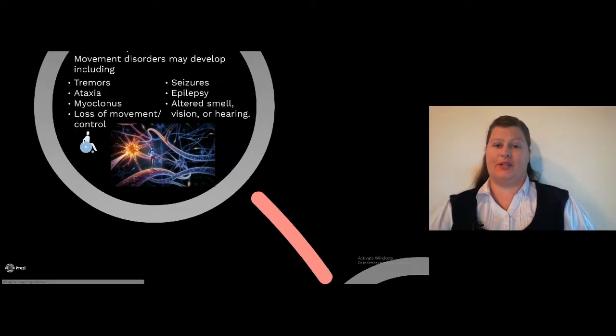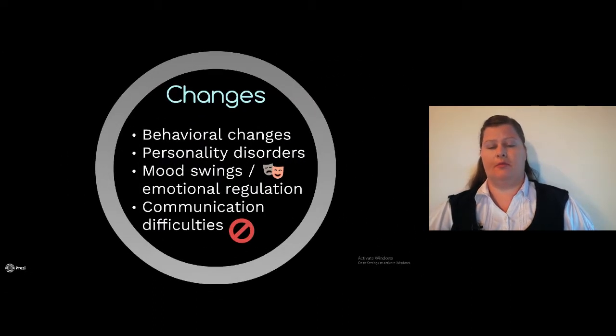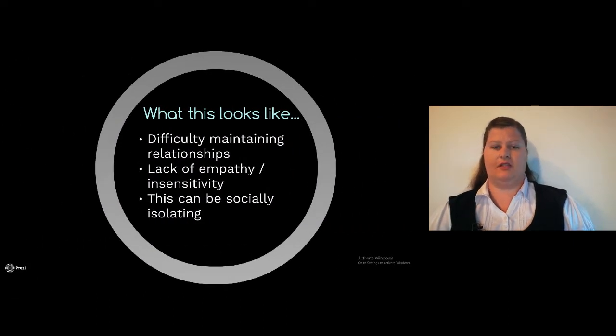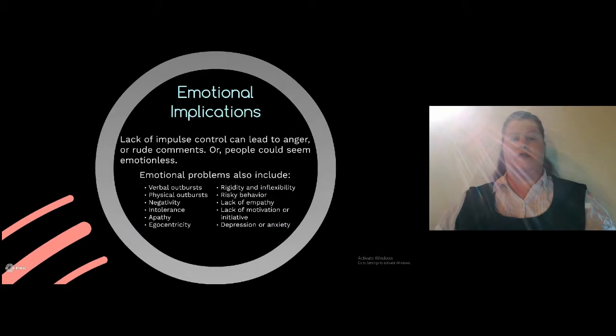Of course, there are social implications after experiencing a TBI. Changes can occur, such as behavioral changes, personality disorders, mood swings or trouble with emotional regulation, and communication difficulties, depending on what part of the brain has been affected. This may lead to difficulty in maintaining relationships, a lack of empathy, or insensitivity, and this whole process can be very socially isolating. If the frontal lobe particularly has been damaged, the individual can experience a lack of self-control as there's no braking mechanism.